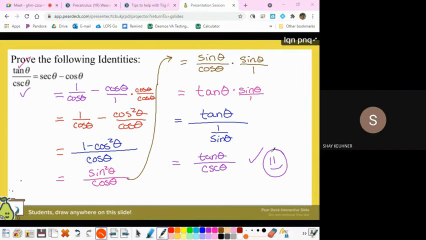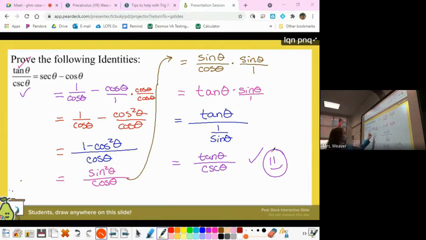Miss Weaver? Uh-huh. So it's okay to leave tan theta and not transfer it into sine theta over cosine theta? Like you can just put it back to tan theta? Yes, we actually came from sine over cosine and made it tangent. We were trying to get the left side now, so we needed it to be tangent. So yes, those are fluid substitutions that work both directions. So it just depends on what you're going for.